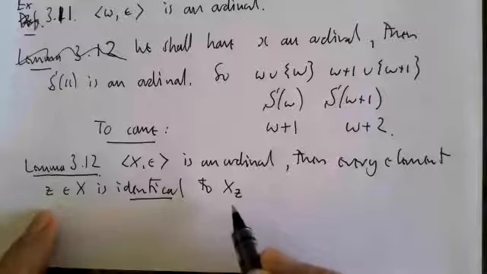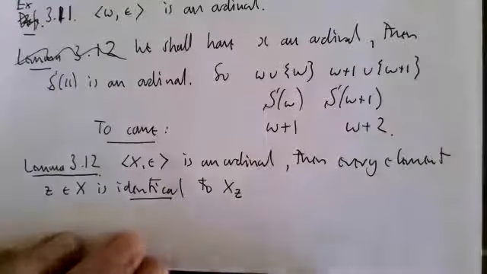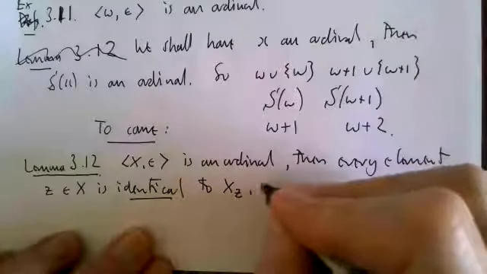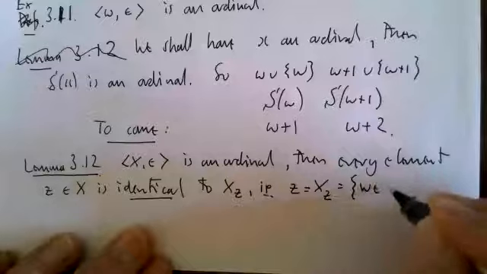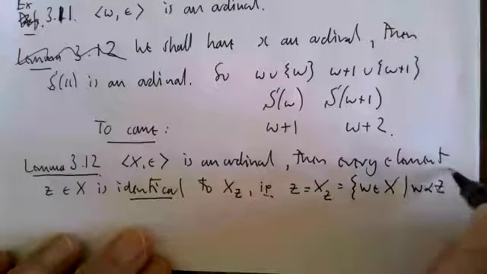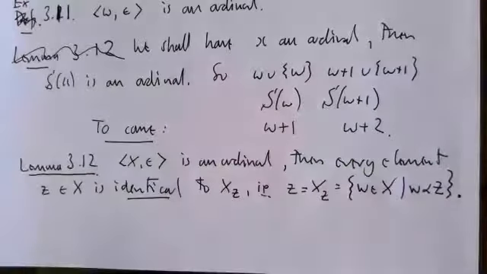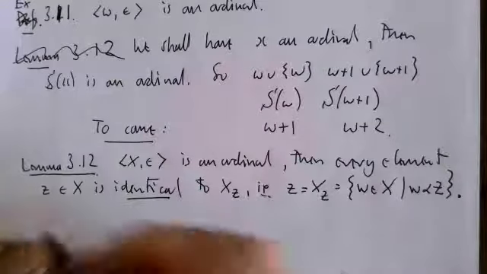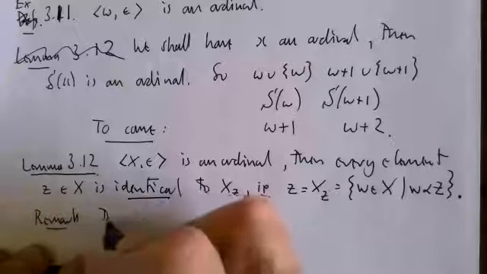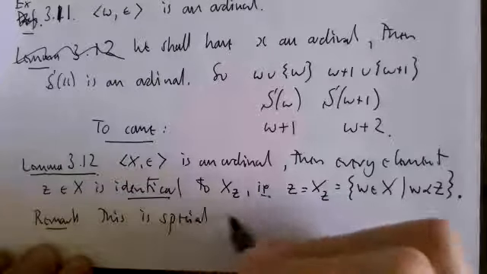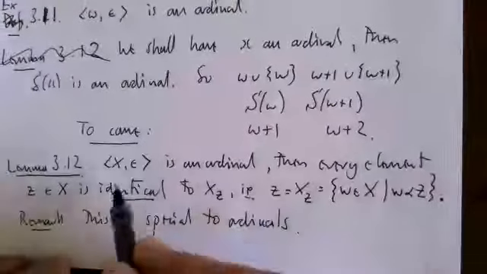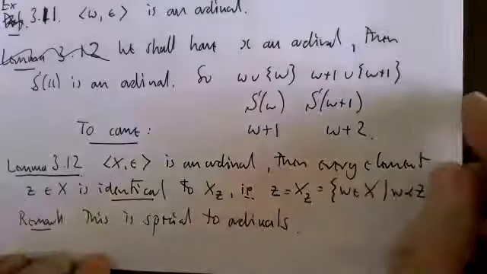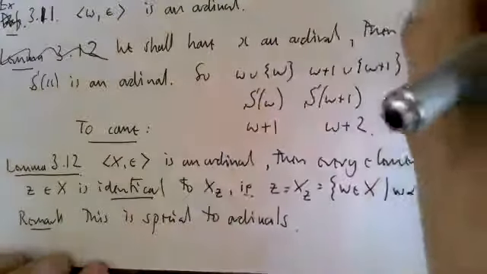This, of course, does not happen in general for well orders. So just to spell it out, Z equals X sub Z, and this is the set of things in X which come before Z. So this is special to ordinals. I just want to emphasize again, in a general well ordering you don't have that an element is equal to the set of its predecessors. Again, this is just a consequence of the definition here.